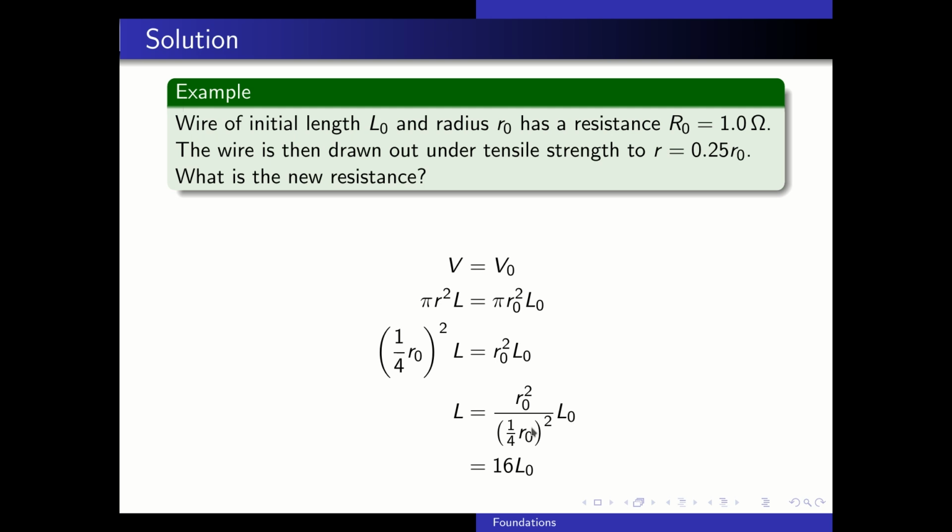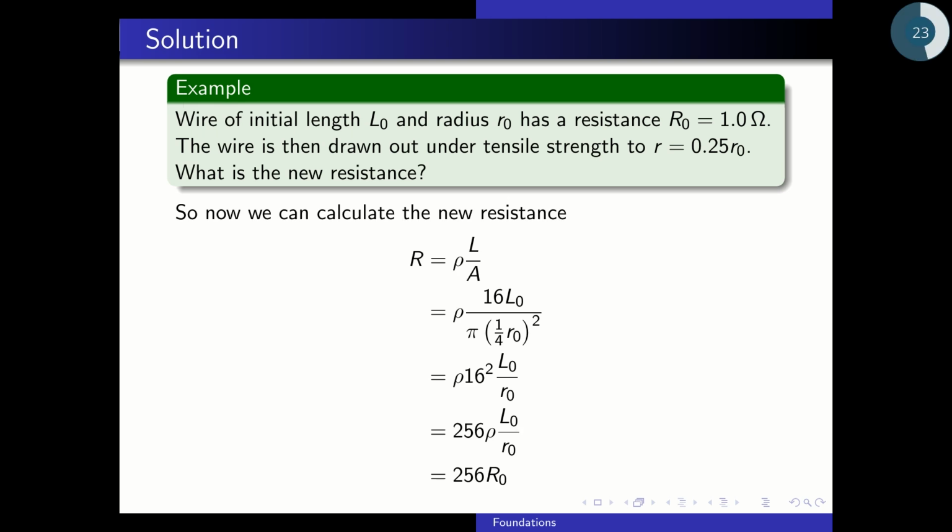All right, so 1/4 squared is a 16th. In the denominator becomes 16 in the numerator. R naught squared over R naught squared cancels out, and I end up with a new length that is 16 times the original length. So when I squeeze this thing down, decreasing the radius by a factor of 4, I must increase the length by a factor of 16.